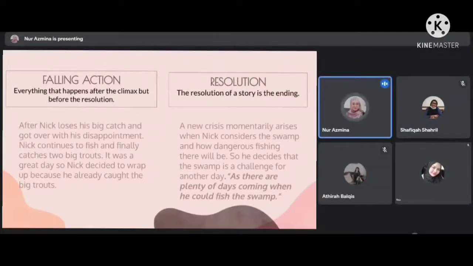Resolution is the ending of the story. When the story is ending, Nick momentarily faces a new crisis when he considered fishing at the swamp but then realized how dangerous fishing there would be. So he decided that the swamp is a challenge for another day. The story ends with the sentence that there are plenty of days coming where he could fish the swamp.